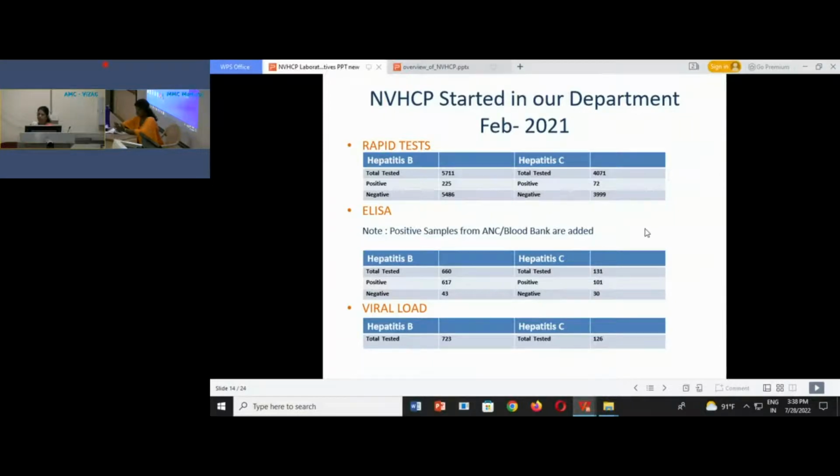Viral load is not done here, and it is referred to Tirupati. There they have tested, and the reports will be sent to our department. Total tests sent are 723, and for hepatitis B, total tests done are 126.